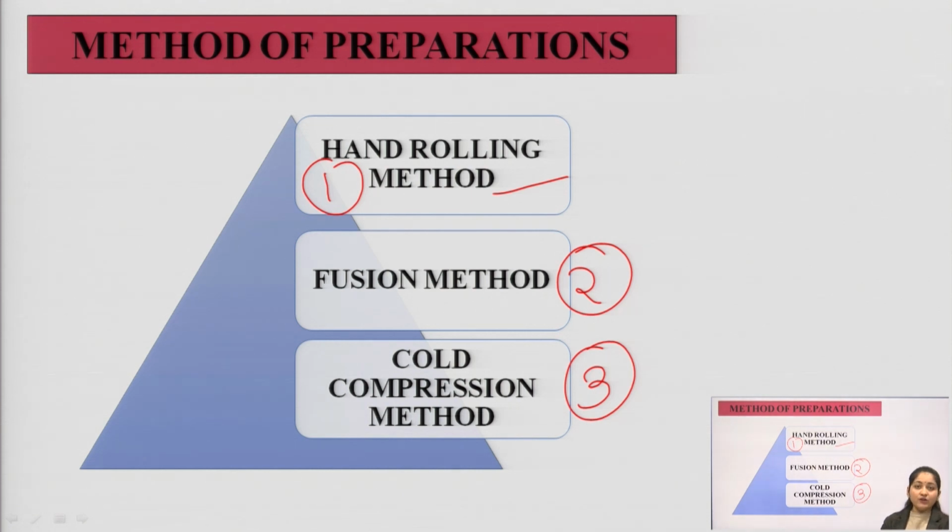The hand rolling method is a method that has been used traditionally by people when there was a lack of sophisticated instruments. So, everything was done by hand, using hygienic conditions. We are going to have a detailed look into the hand rolling method.